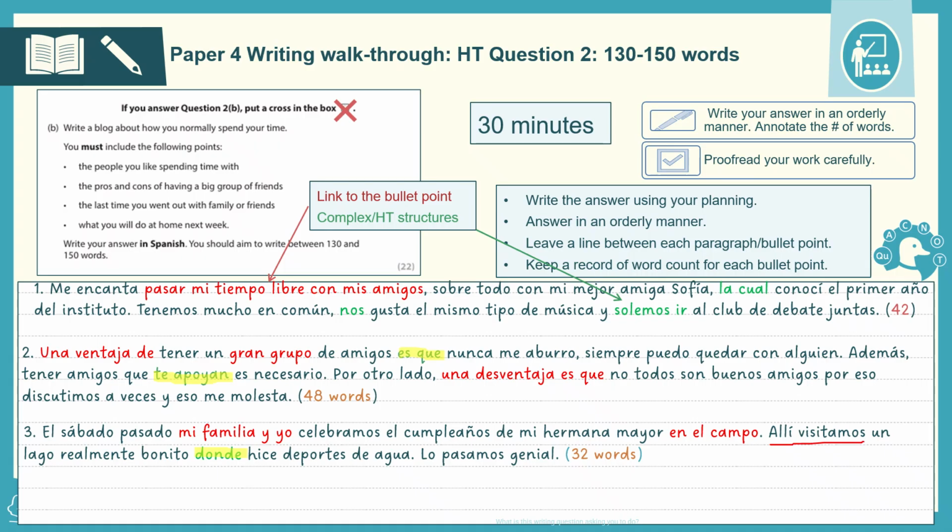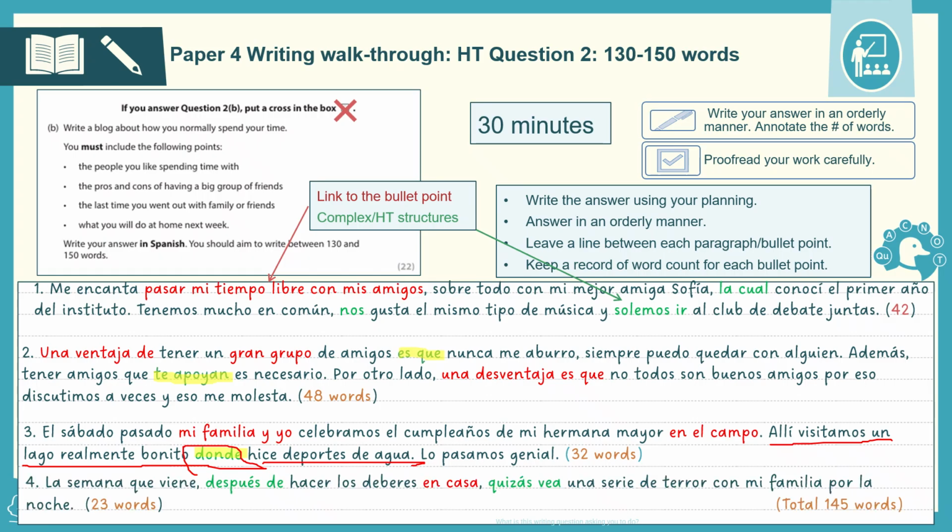Allí visitamos. There we visited a lake, really pretty, a very pretty lake, where I did a water sport. So this use of "where" in there is quite complex, but at the same time it's quite simple for you guys because I'm sure you know the word. It's just to know where to use it.